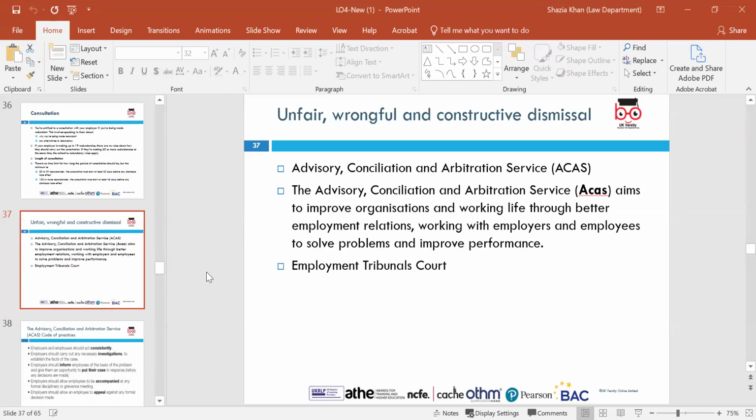So, unfair, wrongful and constructive dismissal. Constructive dismissal is where you feel forced to quit your job because your work conditions become intolerable. Another is wrongful dismissal, where you are dismissed in breach of the terms of your contract, for example, when you are not given the notice period you are entitled to. So, there are elements of that, and you would need to refer to ACAS to help you with that, and there would be an employment tribunal. A case would go to the employment tribunal on the basis that you've been wrongfully dismissed or unfairly dismissed.